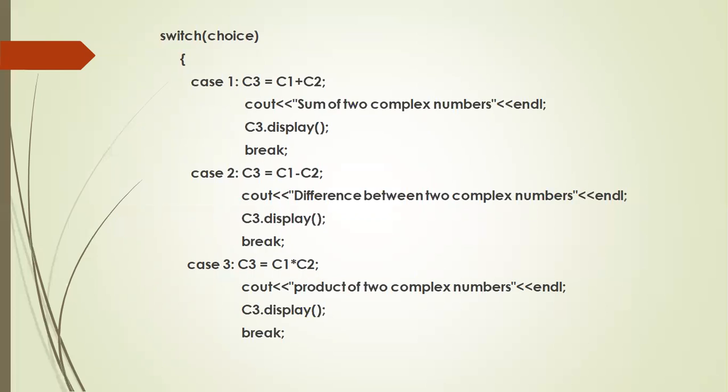So C3 equal to C1 plus C2. When you add the two complex numbers, the result will be available in C3. You display the third complex number C3: cout sum of two complex numbers is, C3.display, break.